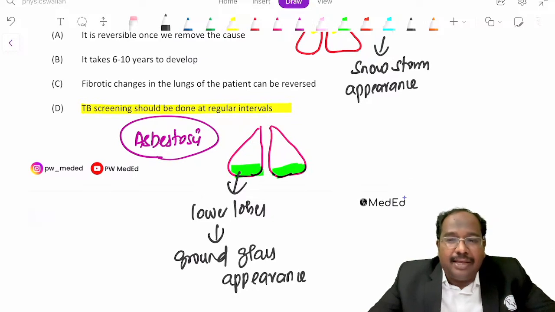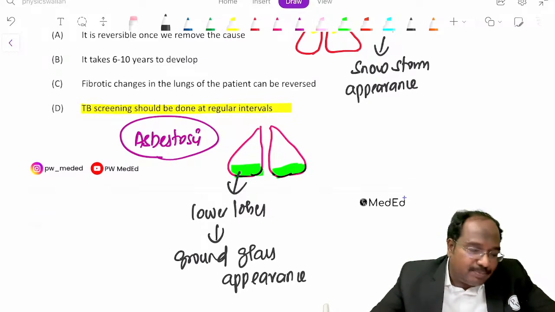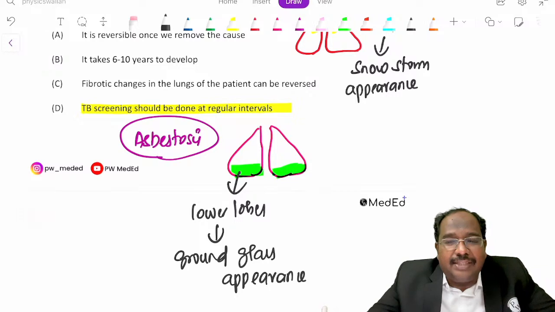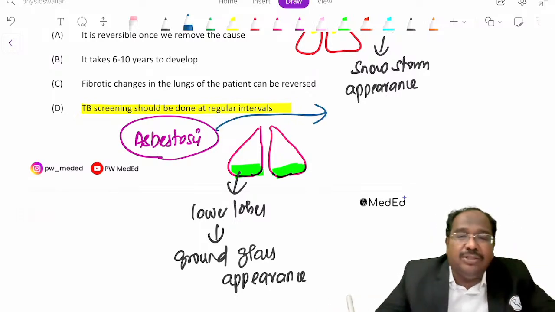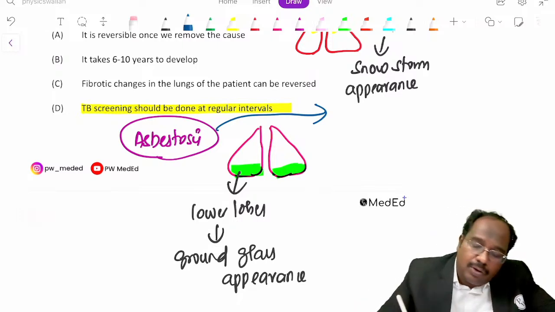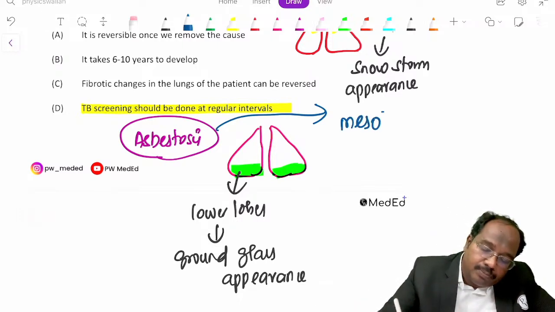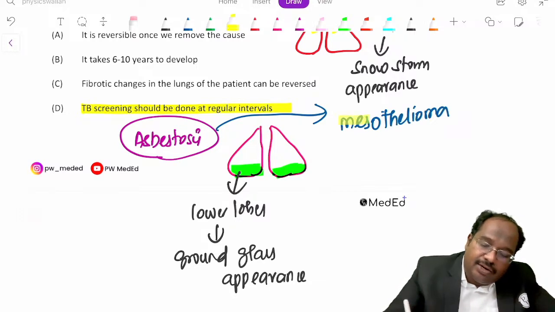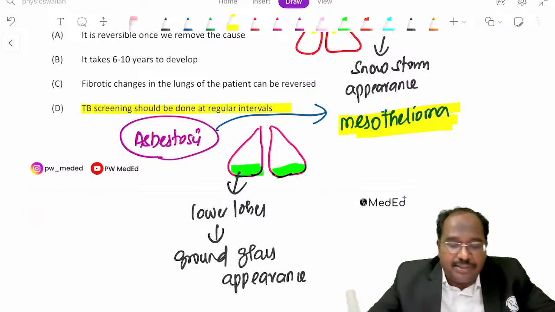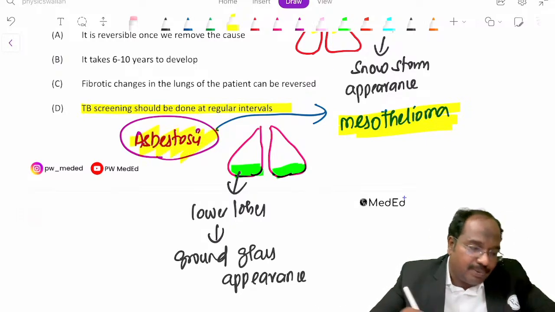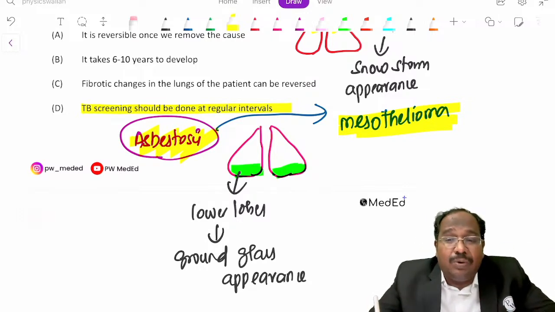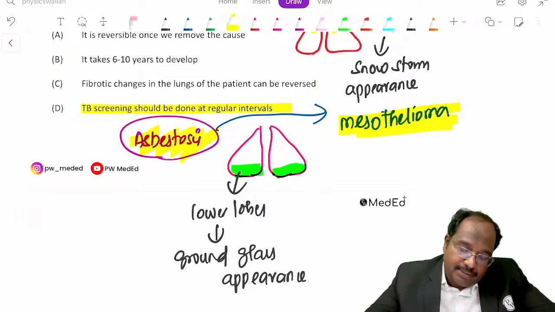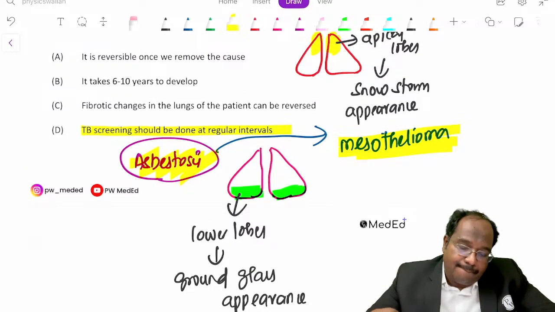And they are prone to what disease? In asbestosis, this year's NEET exam had a question. Asbestosis patients are prone to malignant mesothelioma. Mesothelioma is related to what? Asbestosis. Lower lobes it will affect, and they will have this ground glass appearance, guys. Fine. Next.